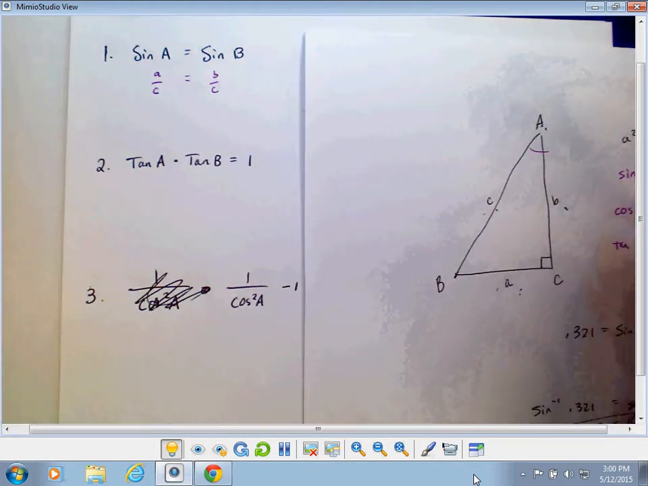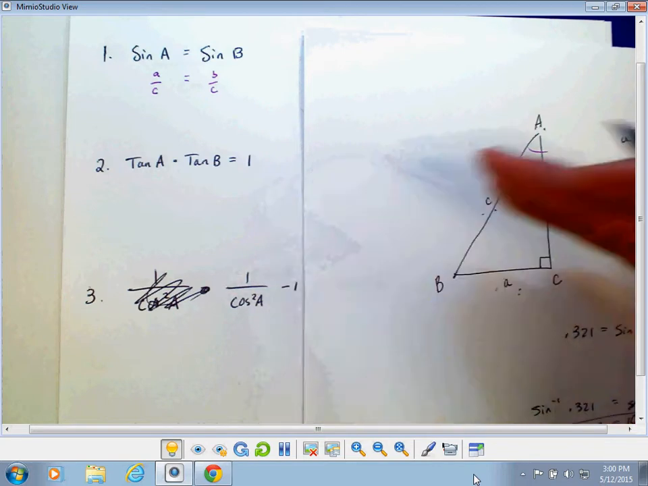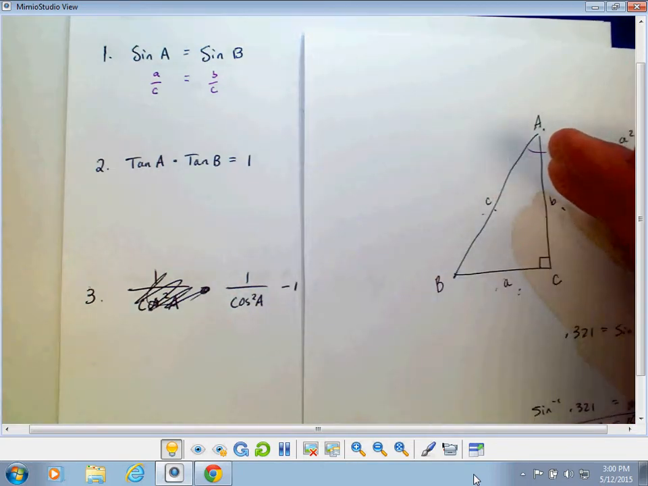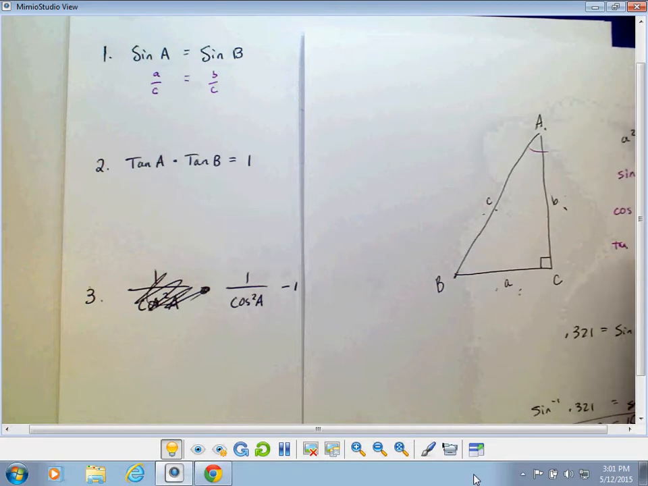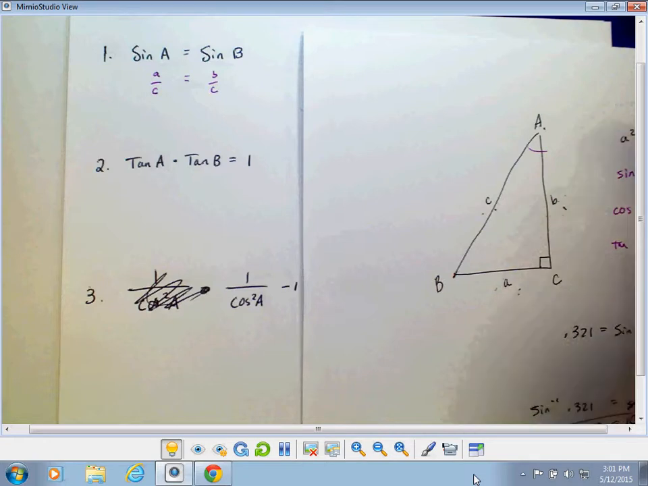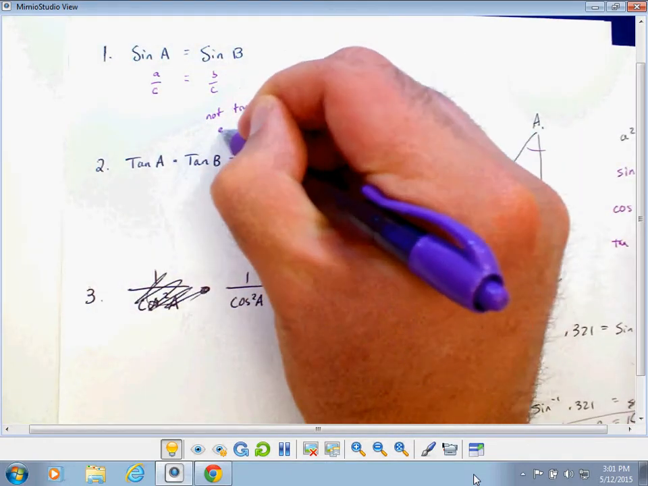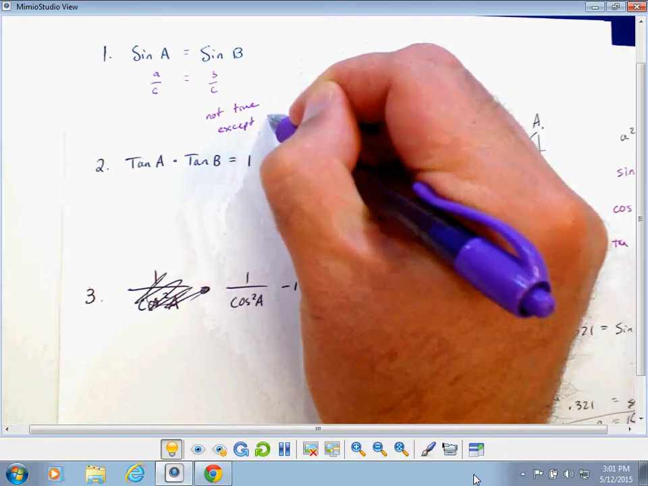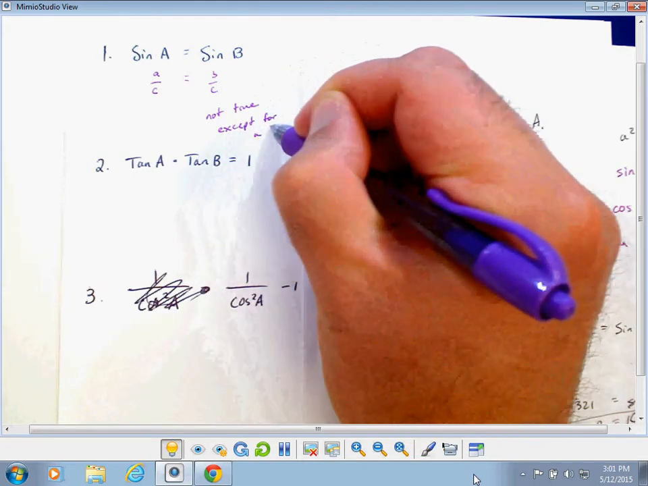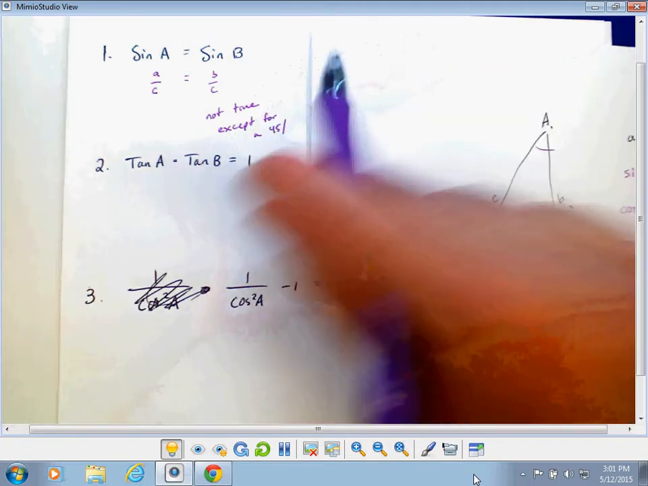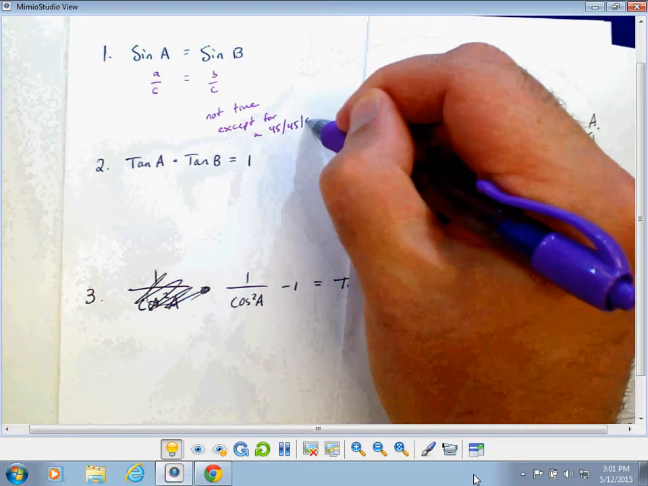Okay, it's mathematically impossible for A over C to equal B over C unless they were the exact same side. So if this was a 45, 45, 90 triangle, then it would be okay. But other than that, it's not. So this is no good, right? Not true. Maybe you could get bonus points if you say except for a 45, 45, 90 triangle.